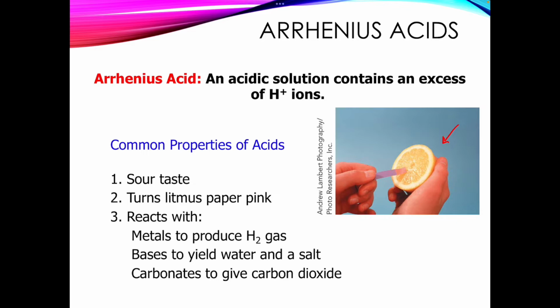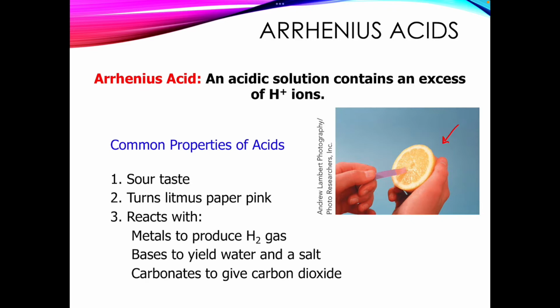A way that we would recognize an acid in lab, because obviously we can't go around tasting all of our chemicals, is we use litmus paper. Litmus paper is cool. It's this little strip of paper, and you can stick it into solutions and it turns colors. So our litmus paper will turn either pink or red in an acidic solution. So that's how we would know that something's acidic rather than tasting it, which again, not super safe.